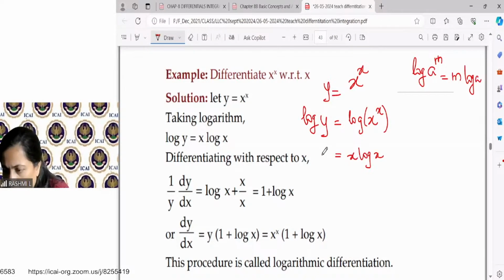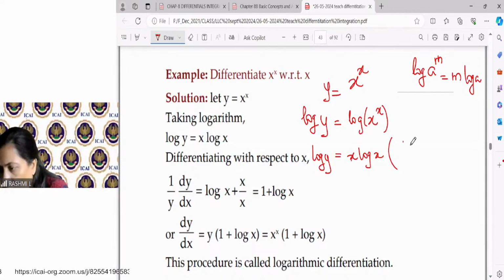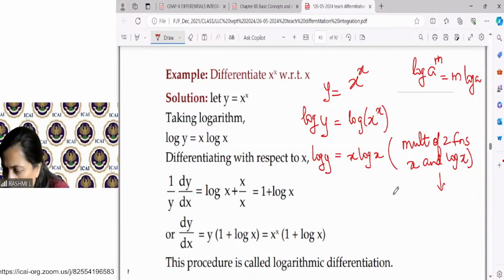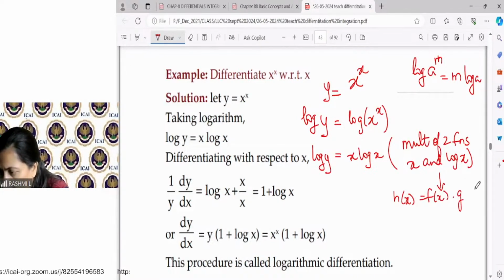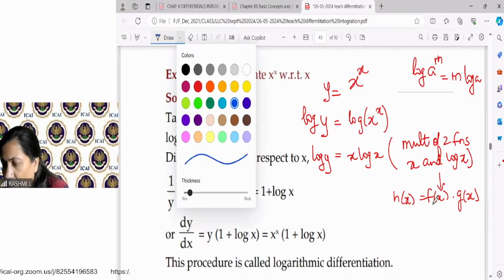So how much is my log y? Log y is x log x. As you can see here, what is happening is the multiplication of two functions x and log x. Okay. So which formula am I going to use? I'm going to use h of x is equal to f of x into g of x. I'm going to use this formula, for finding the derivative when it is a product.